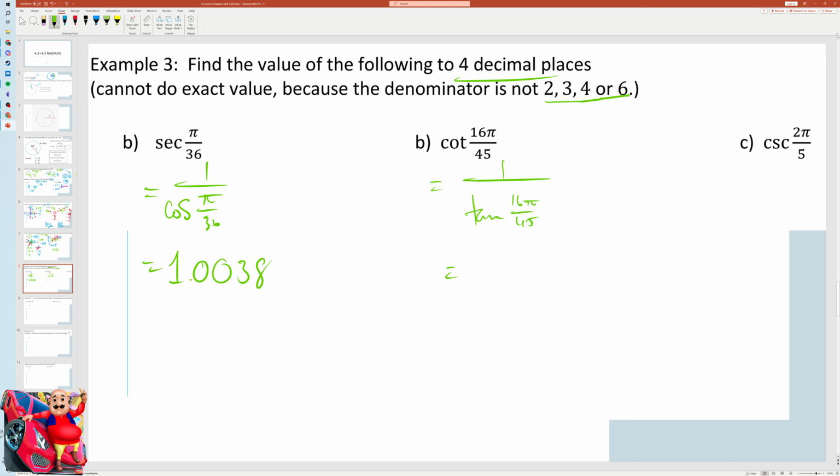So 1 divided by tan of 16 pi divided by 45 is 0.4877. No point copying this down. You might as well try. This is an exercise in, do you know how to use your calculator? 2 pi over 5. Okay. One more time. 1 divided by sine of 2 pi divided by 5 is equal to 1.0515. Beautiful.